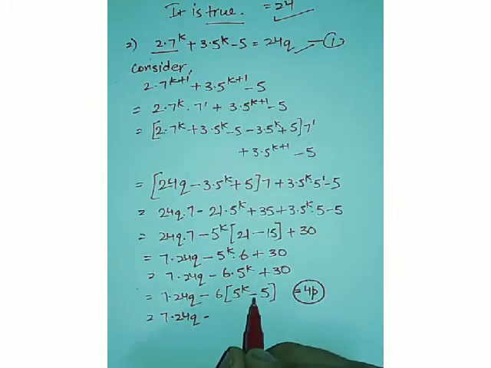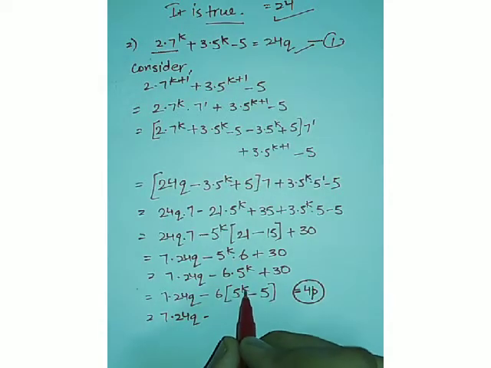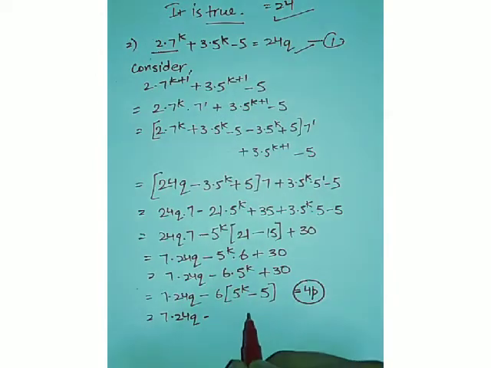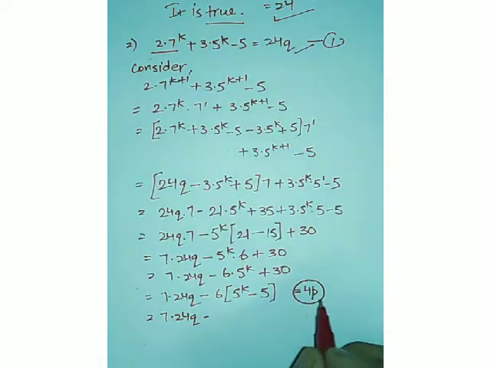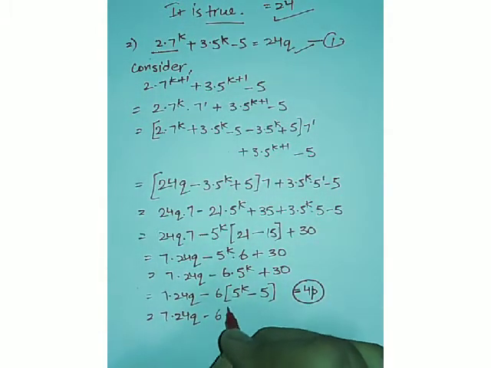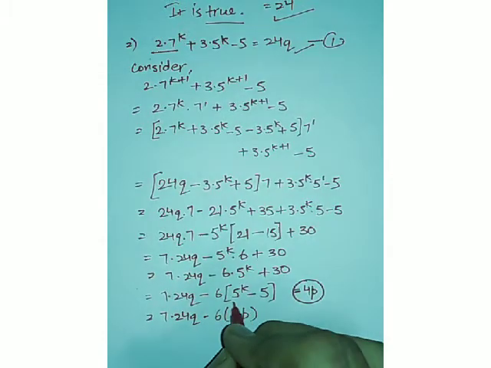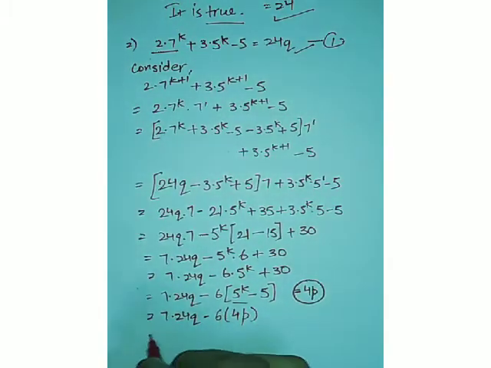Now put k is equals to 2, 5 5s are 25 minus 5, that is 20, again it's divisible by 4. Then put k is equals to 3, you will get 5 5s are 25, 5 25s are 125, 125 minus 5, that is 120, again it's divisible by 4. And similarly every such term is divisible by 4, that is why we can write it as 4p, because this term is divisible by 4.